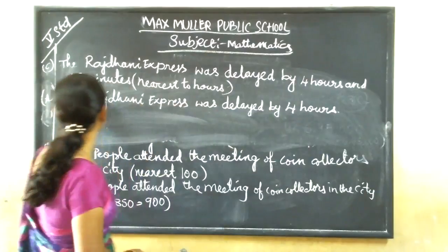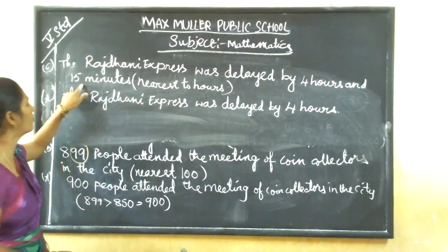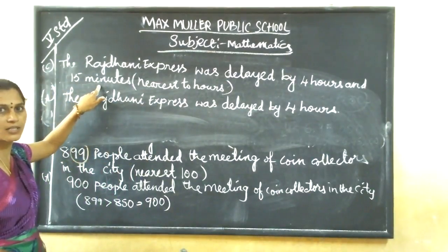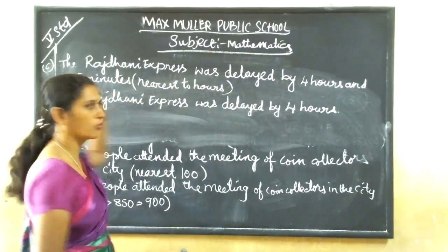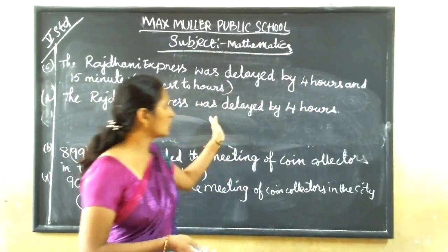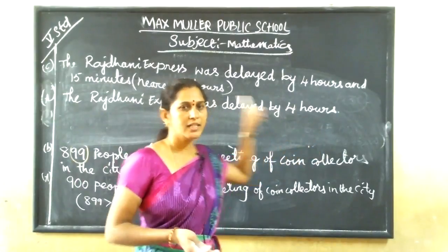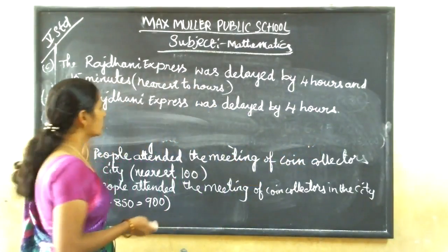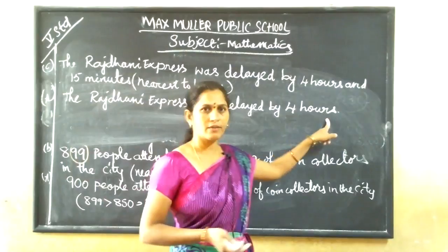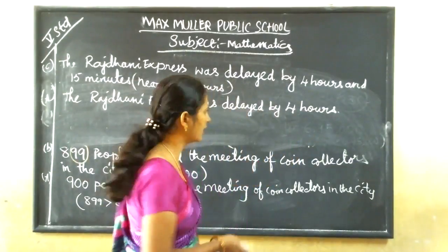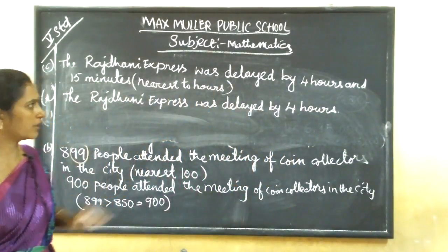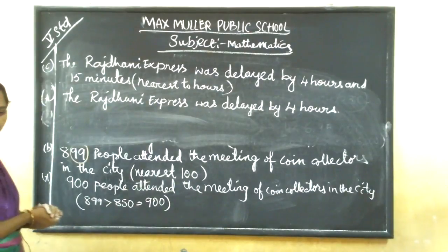So 4 hours 15 minutes. In one hour, how many minutes do we have? 60 minutes. Is it? So if it is 30 or more, we can go for the next hour. But it is less than 30 only. So it is 4 hours only. Same hours, we say delayed by 4 hours. Got it? I think everybody understood.